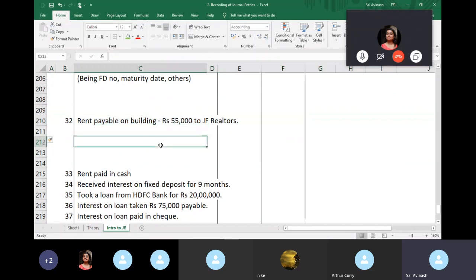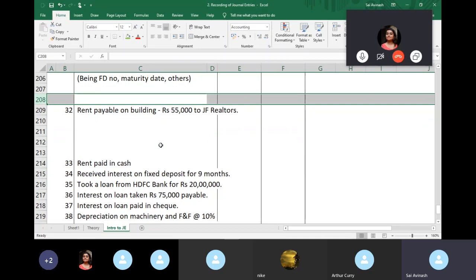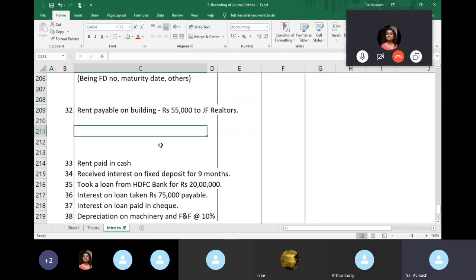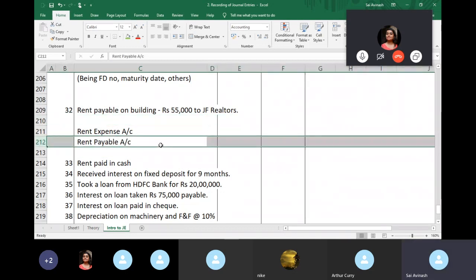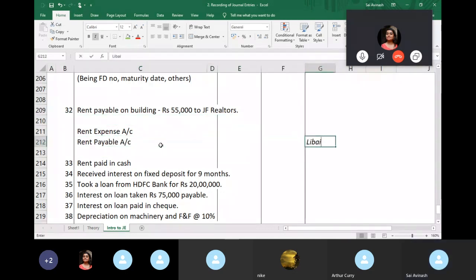So here what happens? You're incurring an expense. Rent is an expense, right? You rent a building to run your business, and the cost of business is called an expense. Rent expense account and rent payable account. Because I've not paid it yet, it's a liability. And this is an expense.